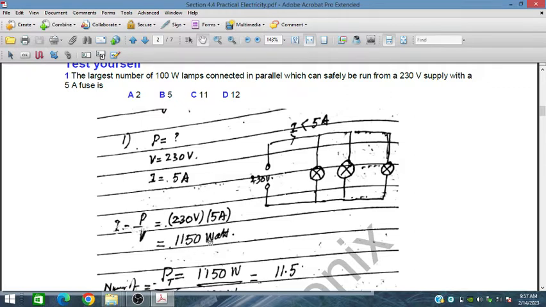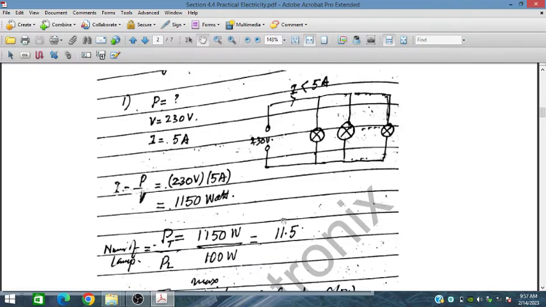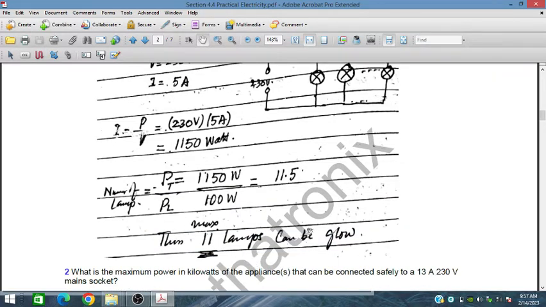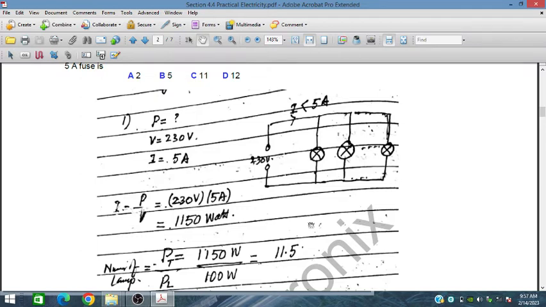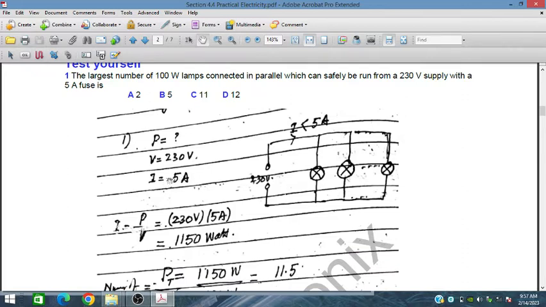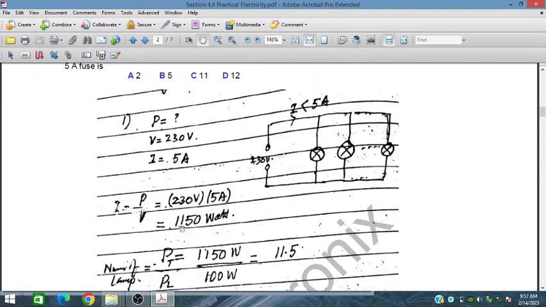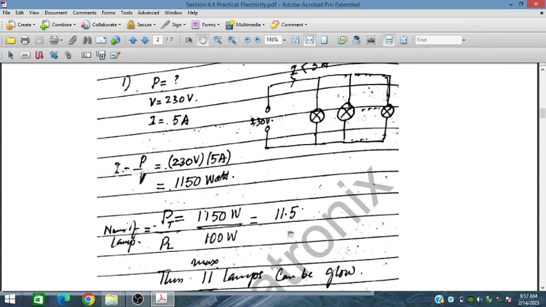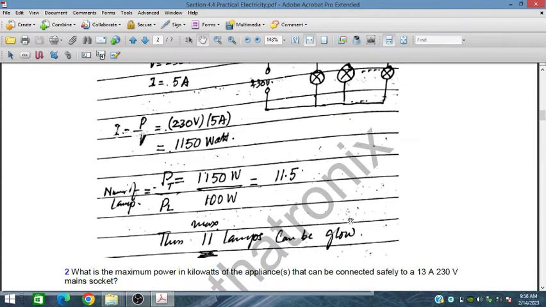So we can use 11 bulbs. So 1100 watt is sufficient. Maximum 11 bulbs can be connected in this case because a maximum of 1150 watt is allowed with 5 ampere. So 11 bulbs of 100 watt each is the maximum load that can be connected through this fuse. It is better to take some margin, but theoretically 11 bulbs is good.